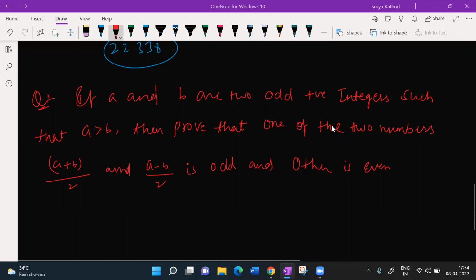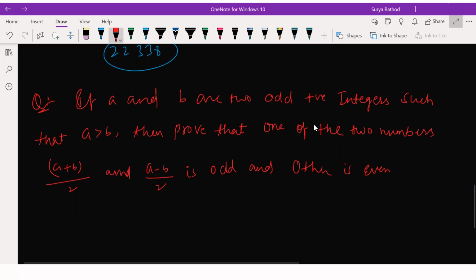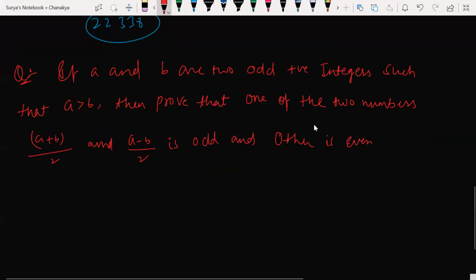Can we solve the equation by taking a and b as 2n plus 1 and 2n plus 3, where n is an integer? Can we use that method? So can we solve this question by substituting a and b by 2n plus 1 and 2n plus 3? Look at this. I'll tell you how to solve it.